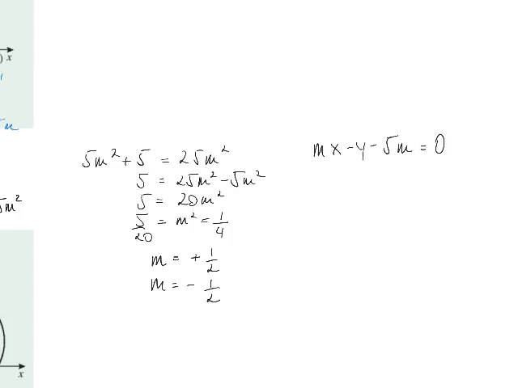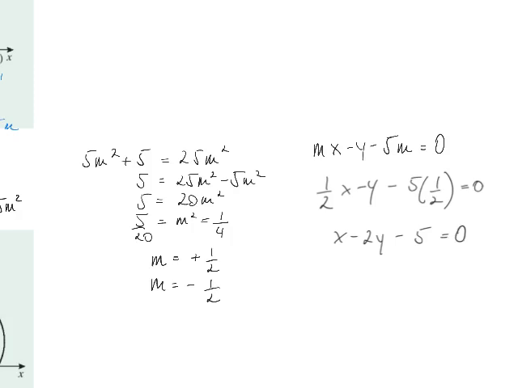So let's put that in for the first one. So we have 1/2 x minus y minus 5 times 1/2 equals 0. So we multiply the whole equation by 2, the left and the right. So that would leave us with x minus 2y minus 5 equals 0.